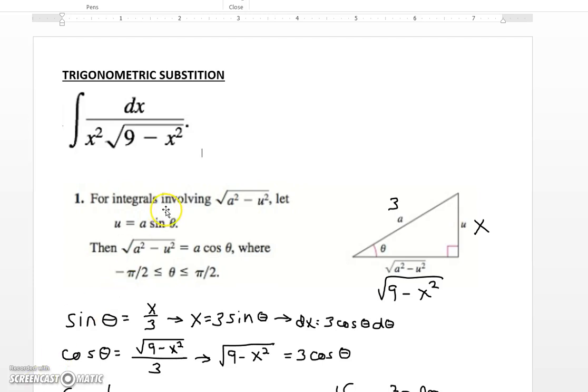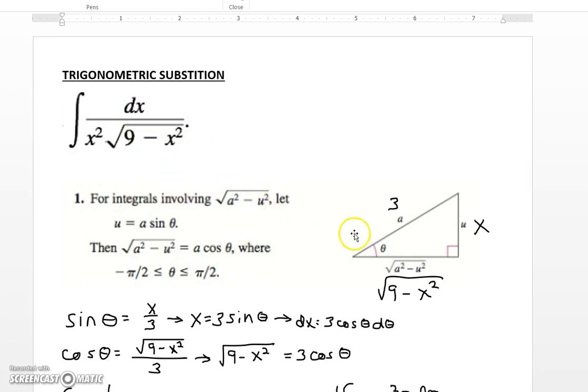Trig substitution is very similar to U substitution in that what we want to do is to remove all of the x's and replace them with u's in U substitution to make the integration easier. Same thing is true here. We're going to use this triangle to substitute out all of the x's and just have an expression with theta.